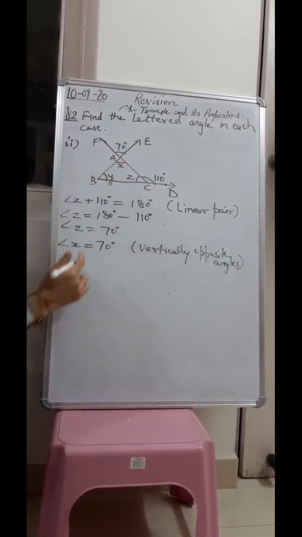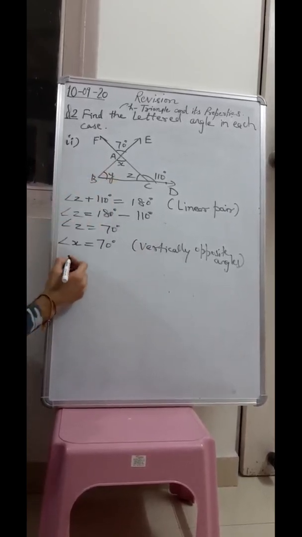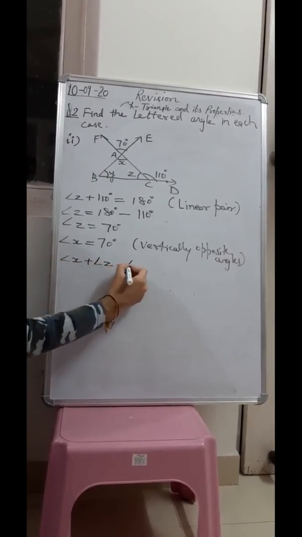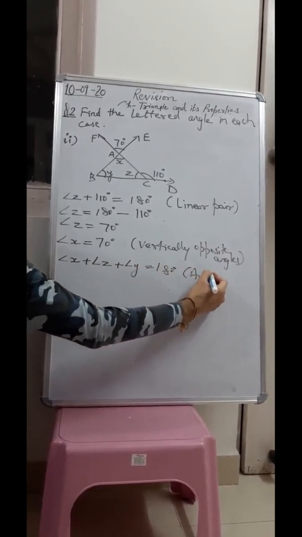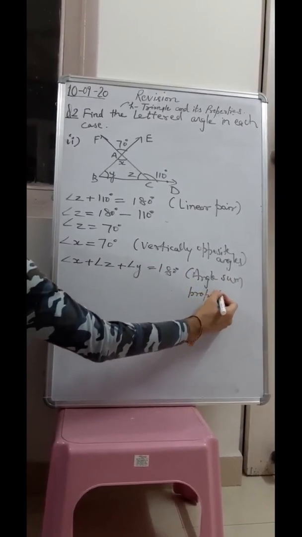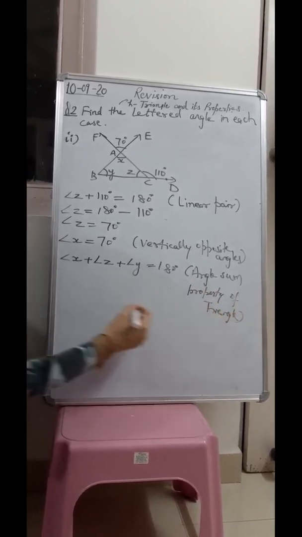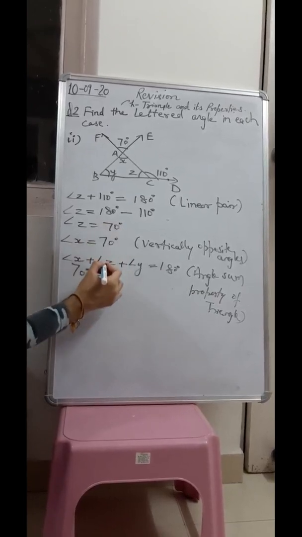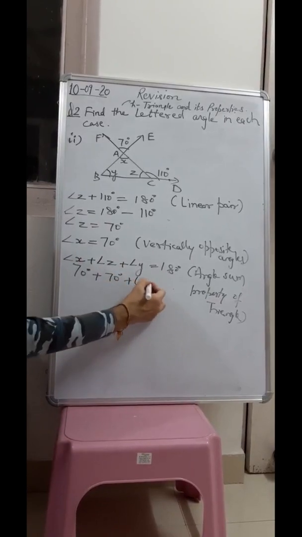Now using the angle sum property we can find out the missing angle, that is angle Y. So angle X plus angle Z plus angle Y will be equal to 180 degree. Reason is angle sum property of triangle. So here angle X is 70 degree, Z is again 70 degree, plus angle Y equals 180 degree.